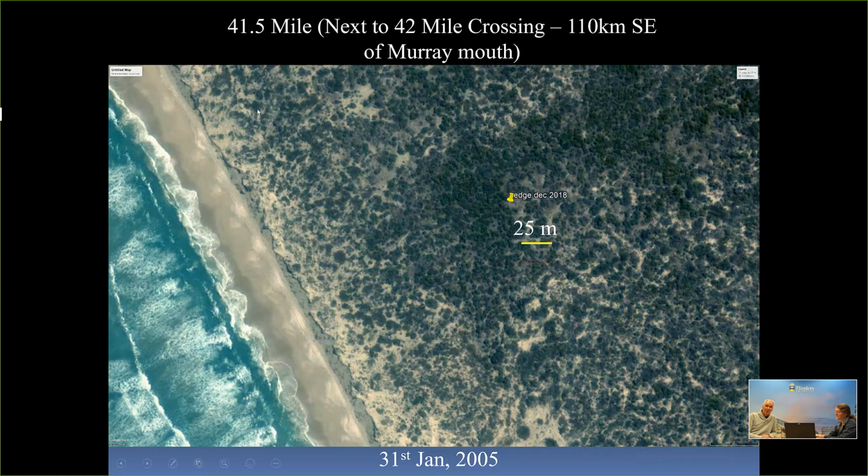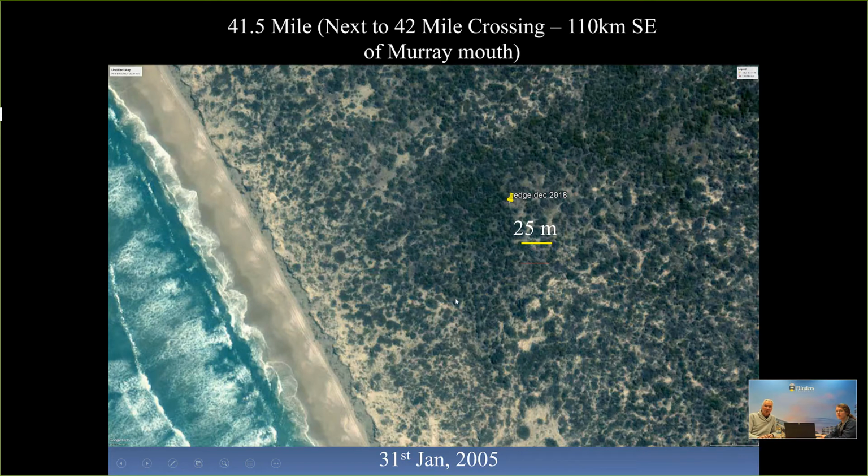So what you see here is a picture from Google Earth from January 2005 with a very significant scarp or cliffing of the dune system here. There's a bit of a foredune here, but most of this is actually older, relict, vegetated transgressive dunefield, which is now being eroded back. Scale here, 25 metres.